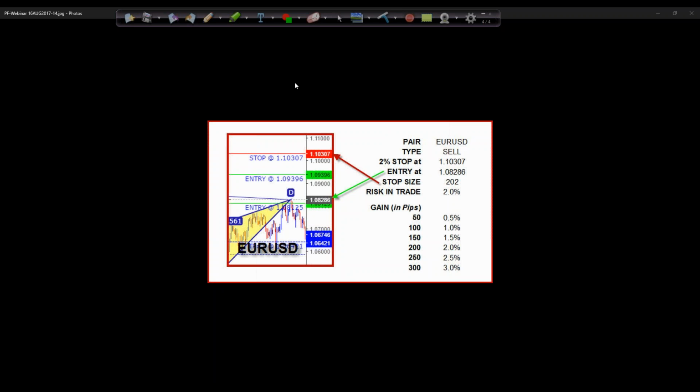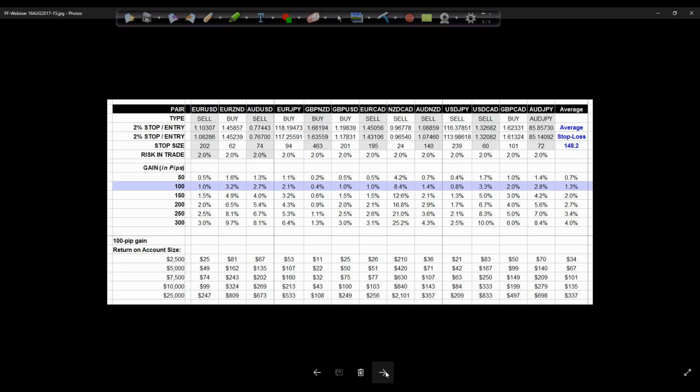So I then put that into a spreadsheet for those 13 trades that came up on the web scanner on February 27th. I noted whether it was a sell or a buy. I noted where our stop loss was, where our entry was, and calculated the size of the stop loss. So there's that very first one, and it came out to 202 pips. And we're going to put 2% into every trade.